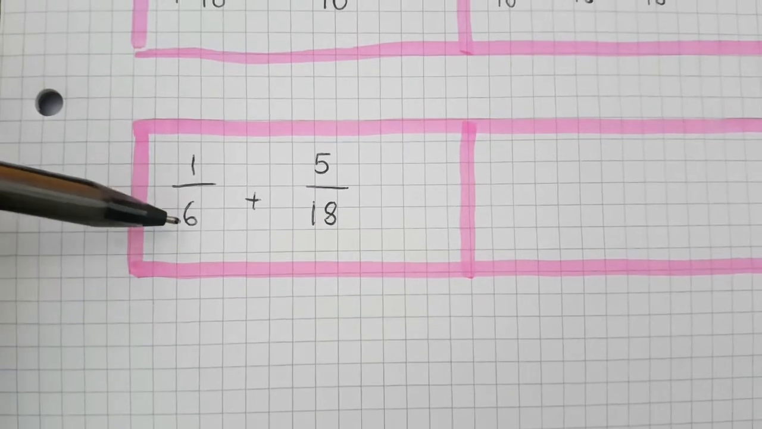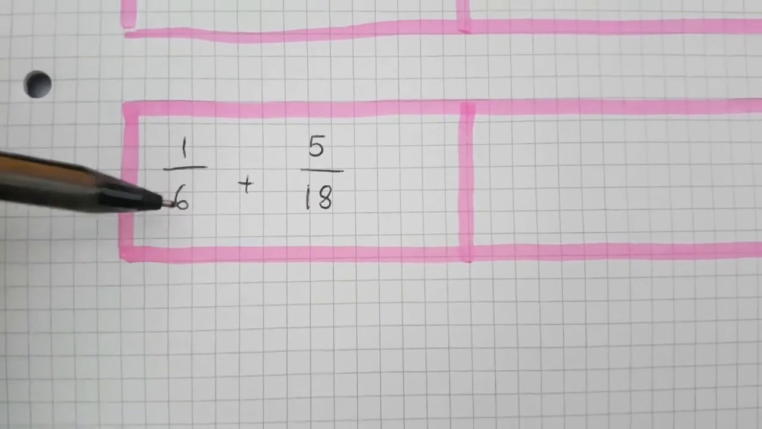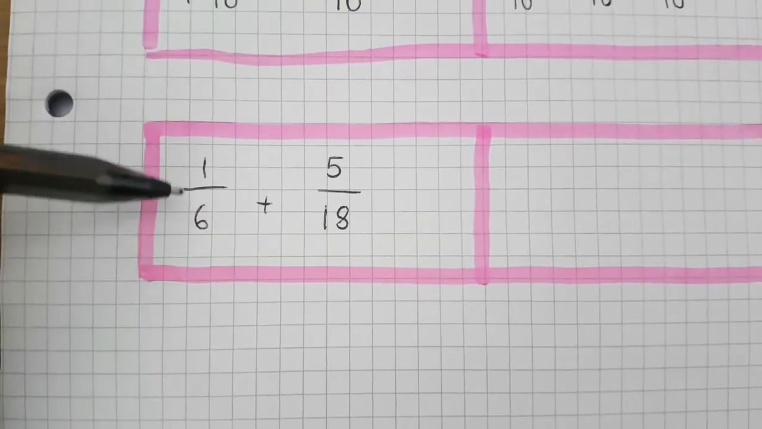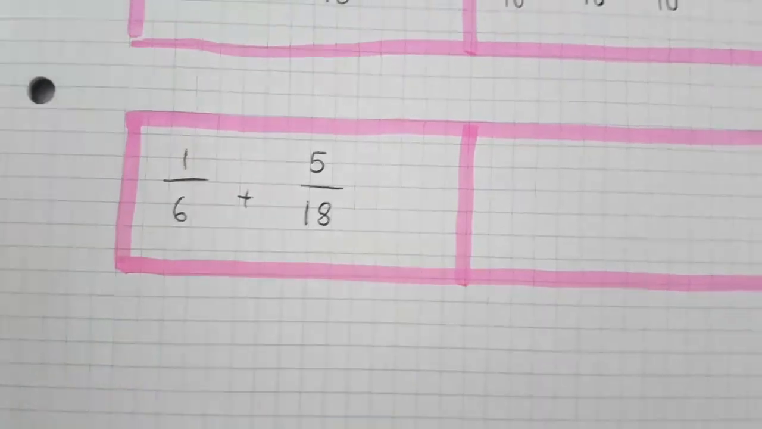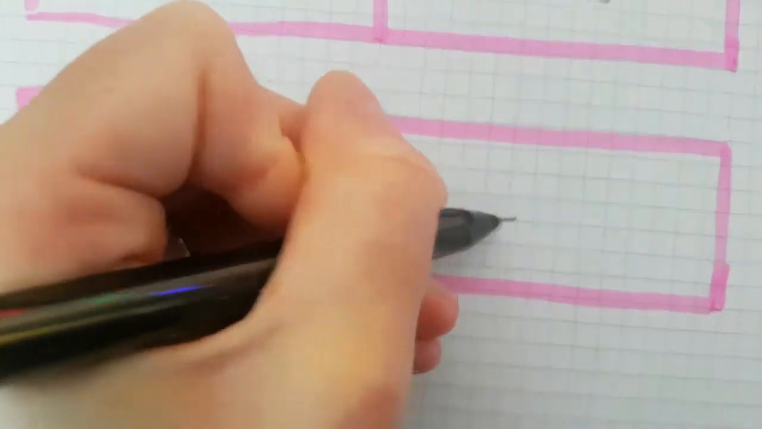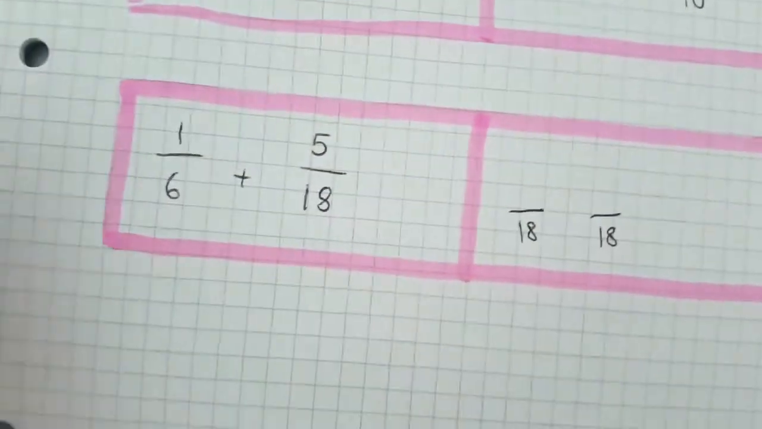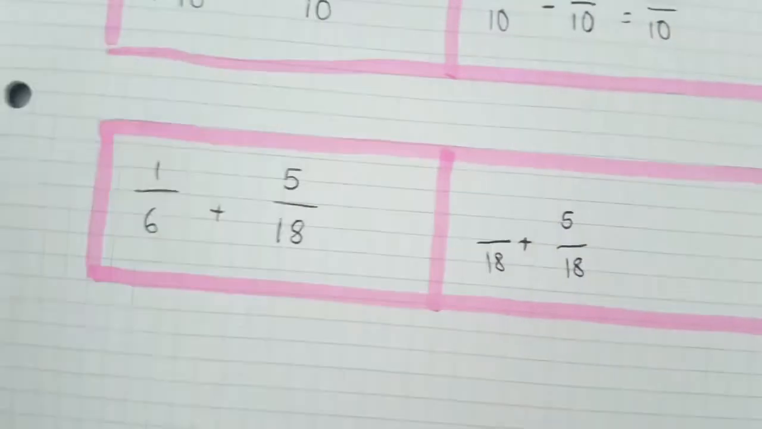So I know the lowest common multiple between these is the first number that appears in both of their times tables. I know that in the 6 times table, 18 is in there as 6 times 3. So I'm going to make both of these fractions over 18 to start with. Now I can already see this is already 5 over 18, so this is going to stay exactly the same.